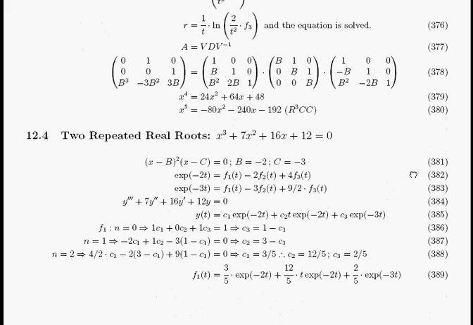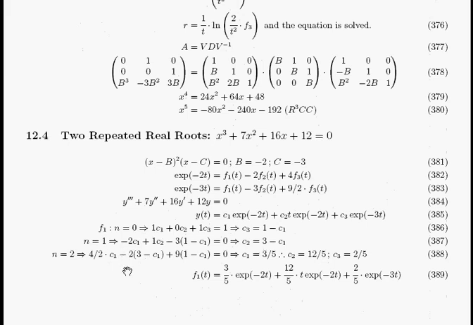Now, the third case, we have minus 2, minus 2, minus 3. One repeated and one different. We have two equations, exponential of minus 2t, exponential of minus 3t. One equation appears with two exponentials and one reduction of order term, c2t, exponential of minus 2t. The same reasoning.